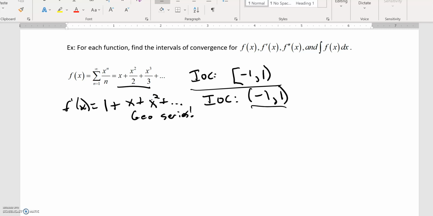So that one I was able to figure out just taking the derivative term by term, and I could totally spot that the interval of convergence was -1 to 1. And I could do the same thing with f double prime of x and say, well, what's that?